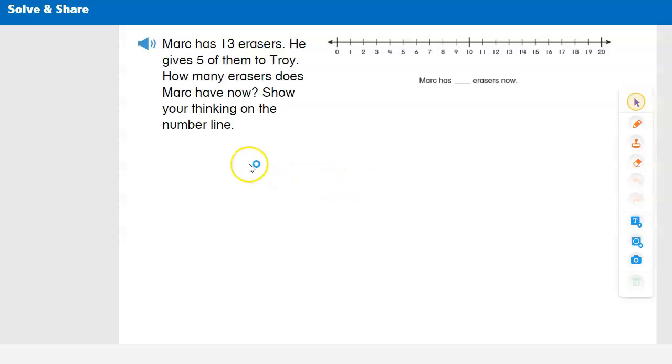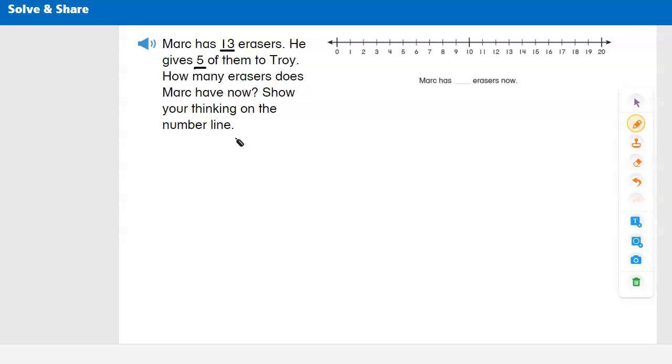Our solve and share says that Mark has 13 erasers. So I like to go ahead and underline my important information. I like to underline my numbers. So Mark has 13 erasers. He gives 5 of them to Troy. How many erasers does Mark have now? Show your thinking on a number line.